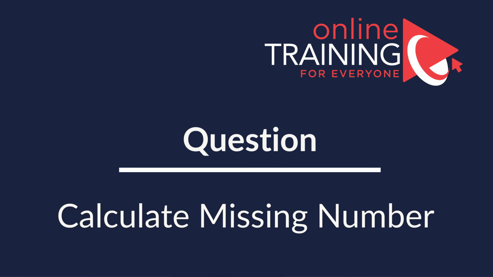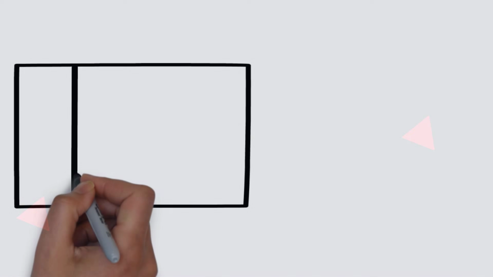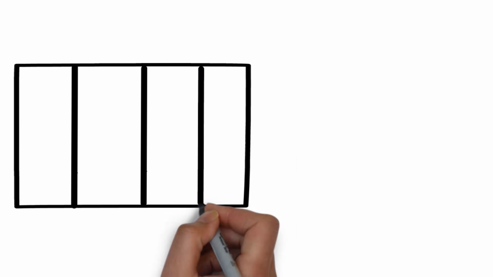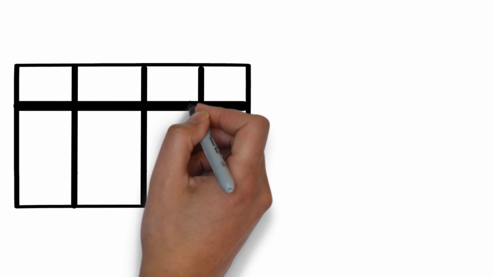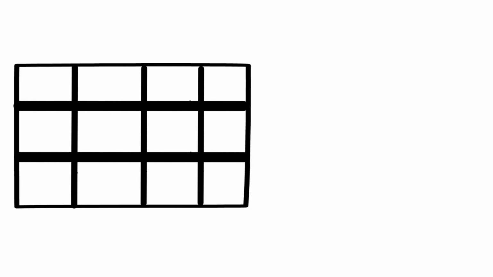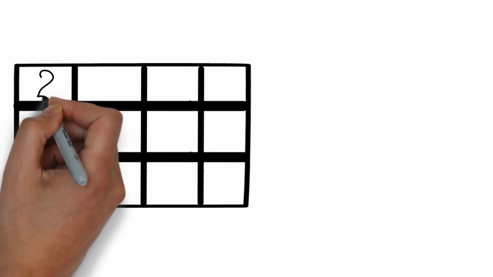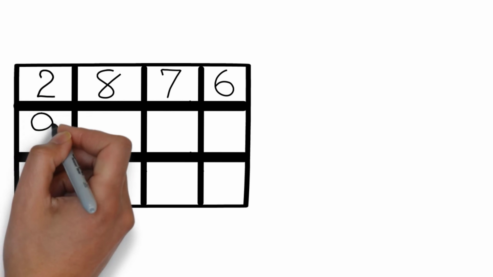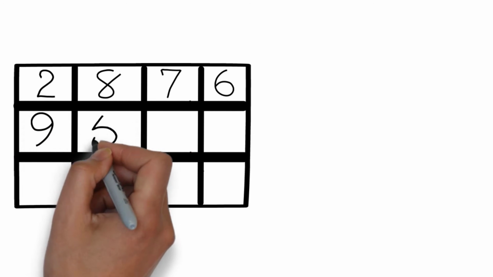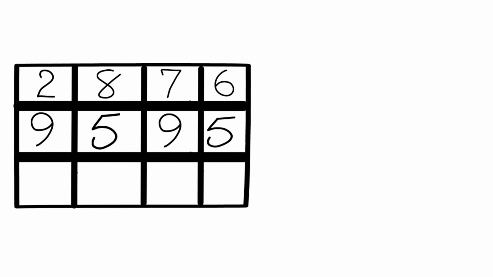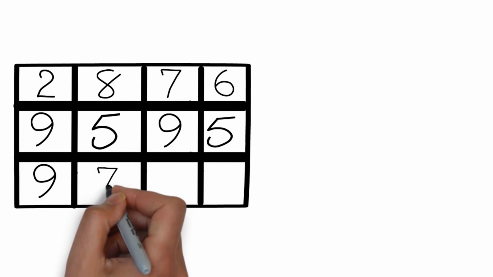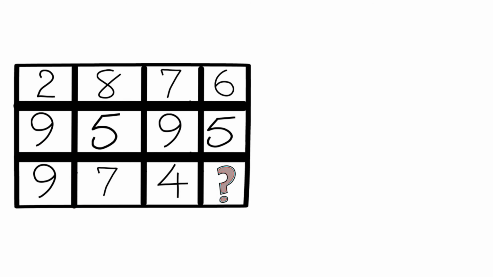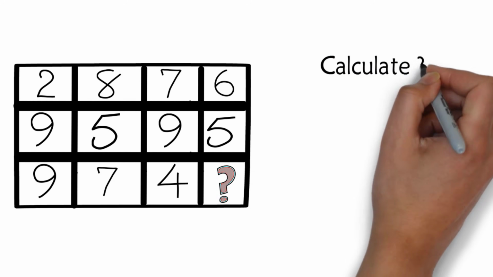Here's one of my favorite questions because it is very frequently used on a test. You're presented with a matrix, a 4 by 3 matrix. Each cell in the matrix has numbers. For example, the first row has numbers 2, 8, 7, and 6. The second row has numbers 9, 5, 9, 5. And the third row has numbers 9, 7, 4, and one number in the bottom right corner is missing. And this is exactly what you need to calculate.